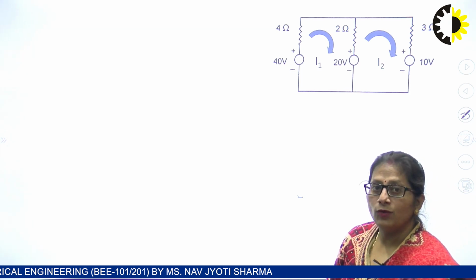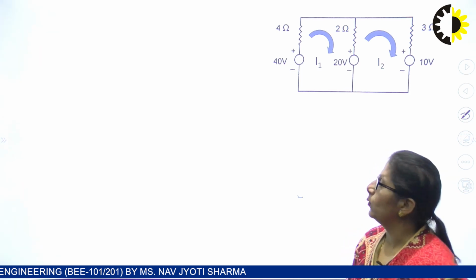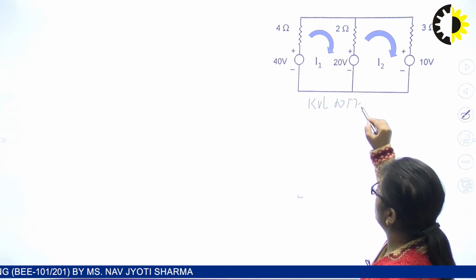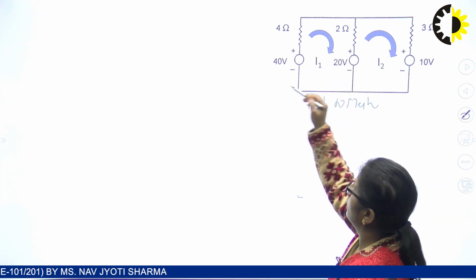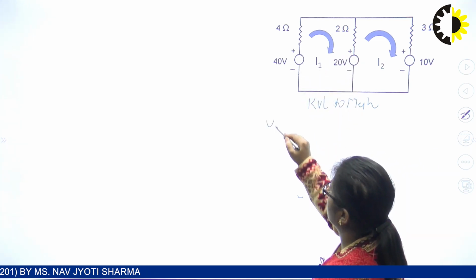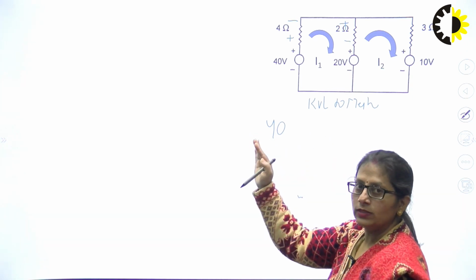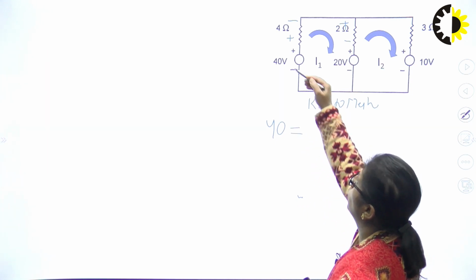Now, the third step was applying KVL to mesh 1. When you apply KVL to mesh 1, what will be the equation? I'll start from here. It is negative, positive, 40. Then positive, negative, positive, negative. It itself is positive, negative, right? So, I'll write all the rise towards one side and all the drop towards the other side. So, 40 is equal to 4.